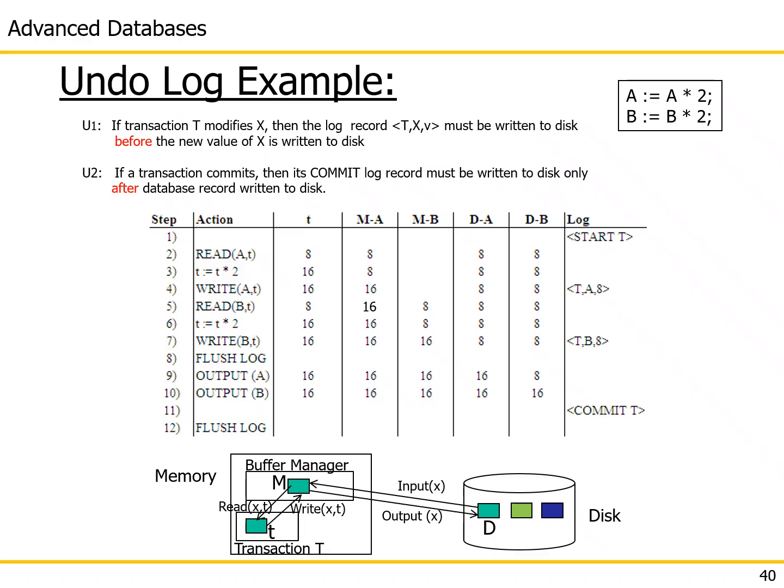Okay, so this mechanism of using flush logs 2 times, before the first output and after the last output, ensures the implementation of the 2 rules, which is that if a transaction T modifies X, then the log record must be written to disk before the new value. We get this from the first flush log. And the second flush log is enforcing the second rule, which is if a transaction commits, then its commit log record must be written to disk only after the database record is written to disk.